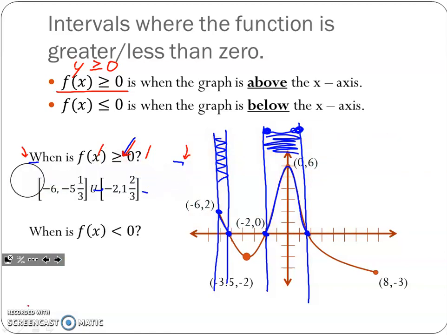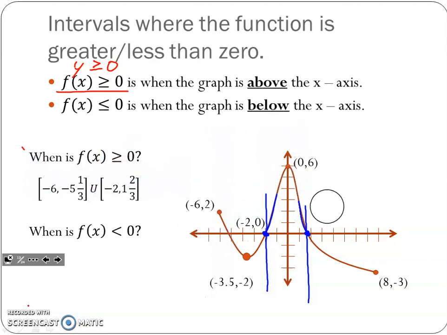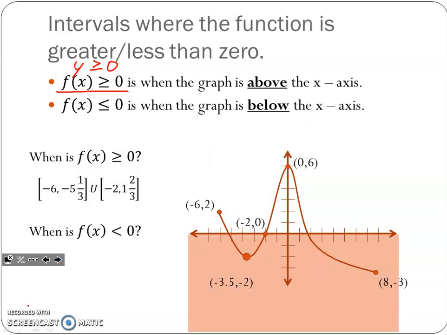Then the next question that it's going to ask you is it wants to know where is f of x less than 0? Okay, so less than 0 is the opposite. So less than 0 means it wants to know where are my y's below that axis there. So if I look at my picture on this, in this section right here it's below, and in this section down here it is below.